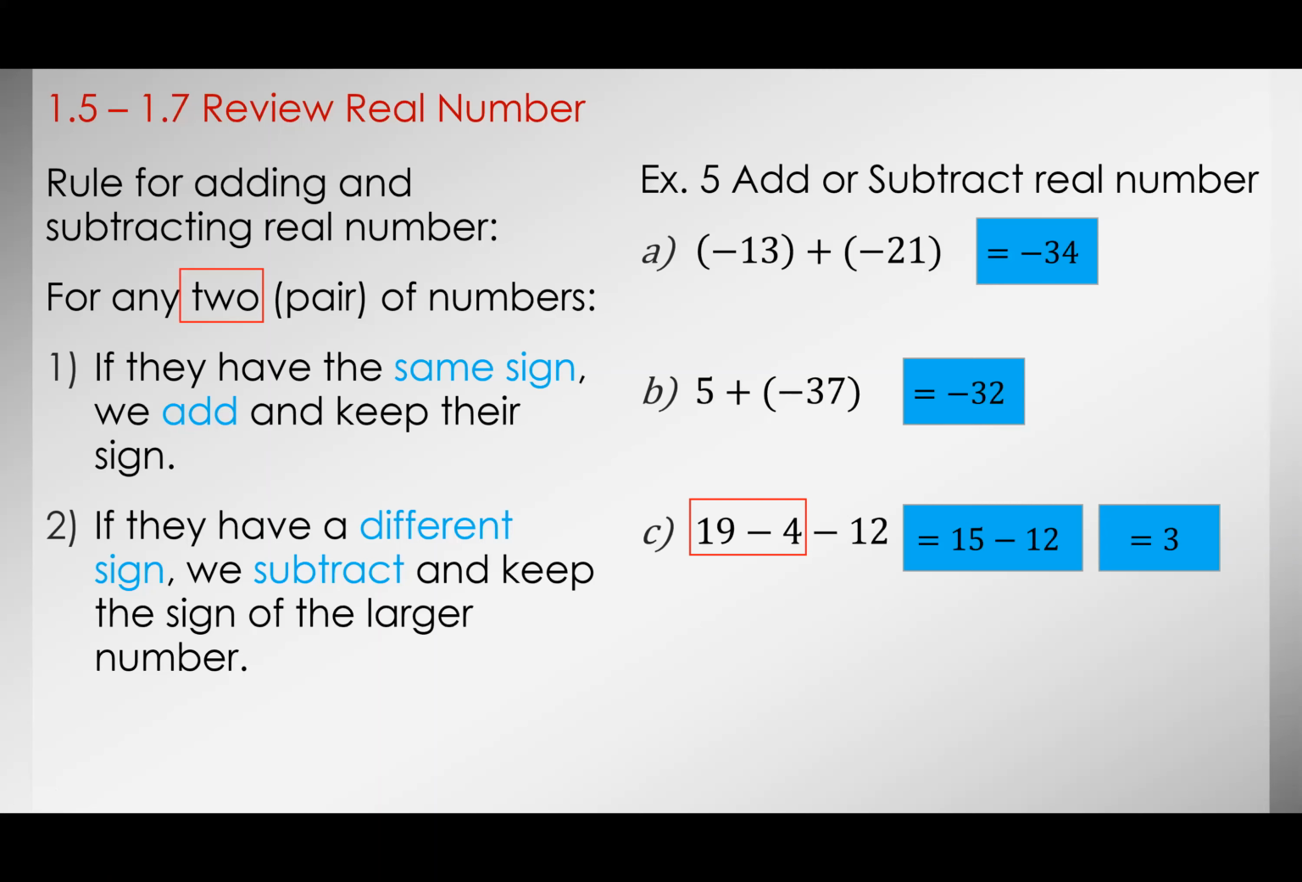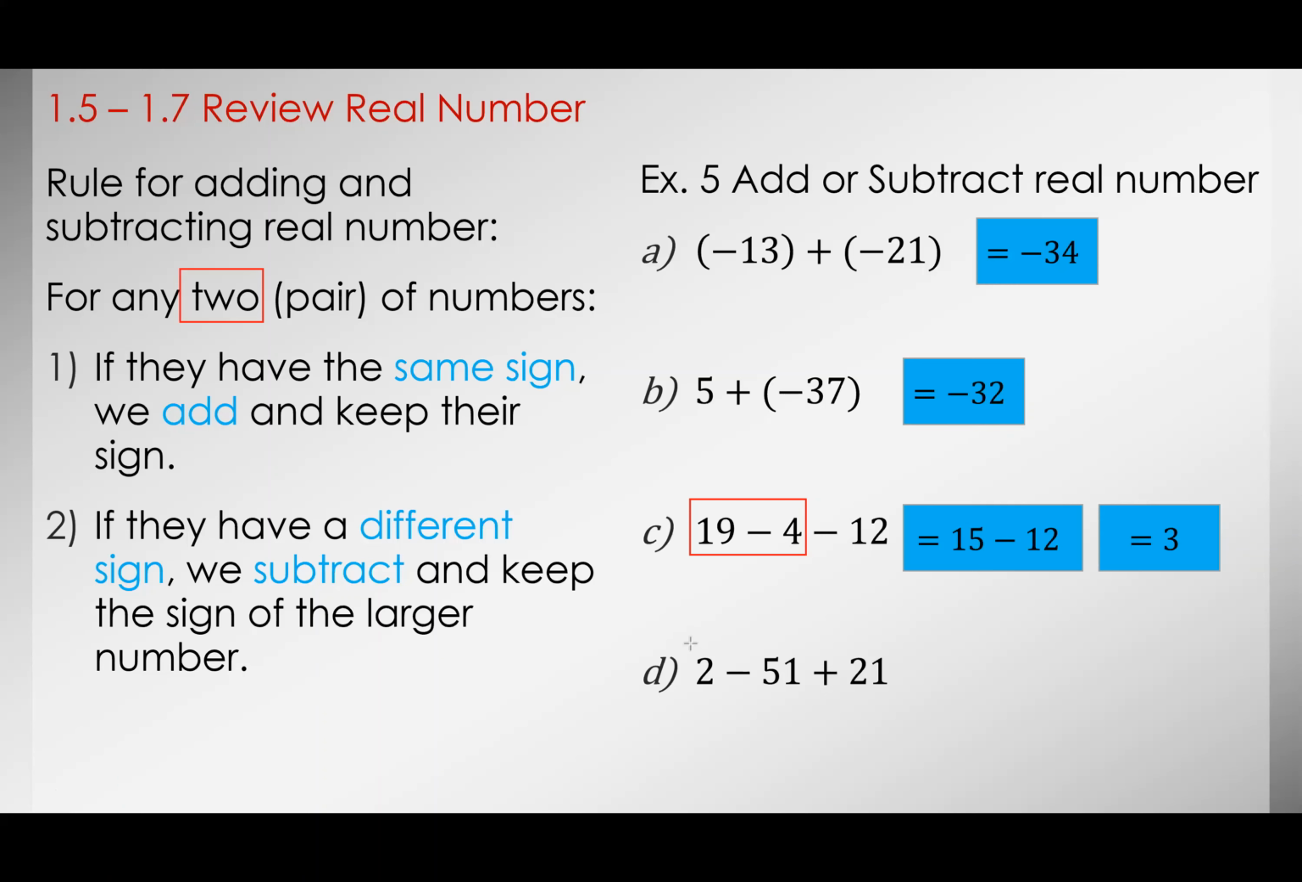But if you say, well, why am I not using the rule I used here? Well, 19 is positive, 4 is negative. They have different signs. I subtract and keep the sign of the larger number. So again, it's the same. But you don't need to use that rule because with a bigger number minus a smaller number, you know what to do, right?